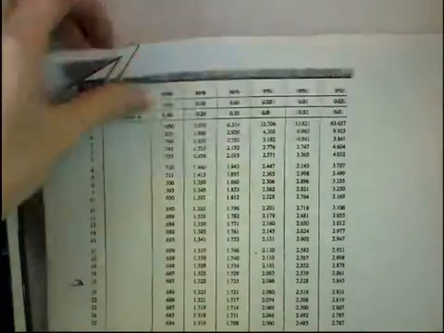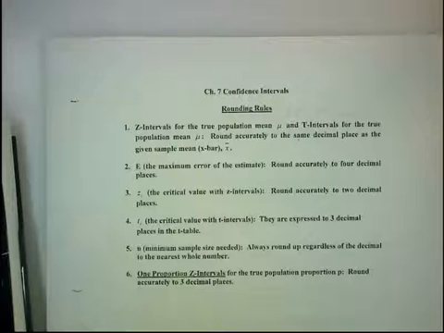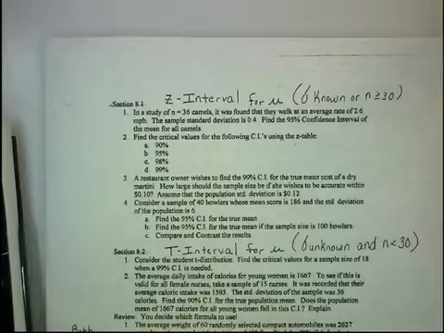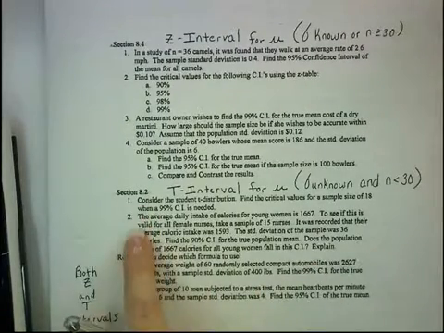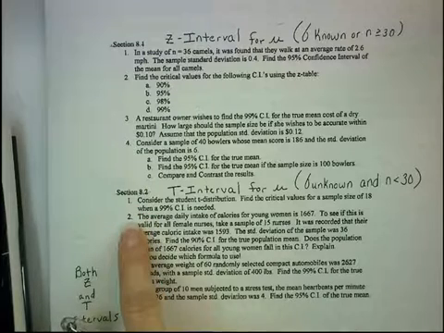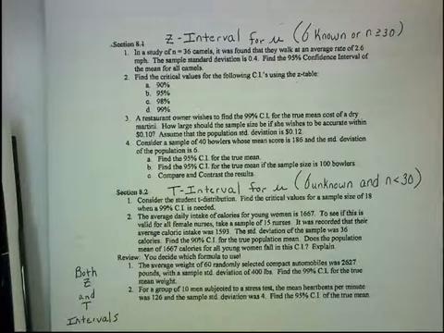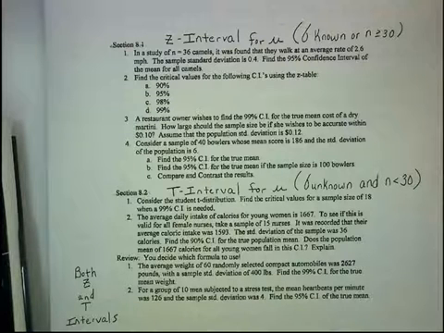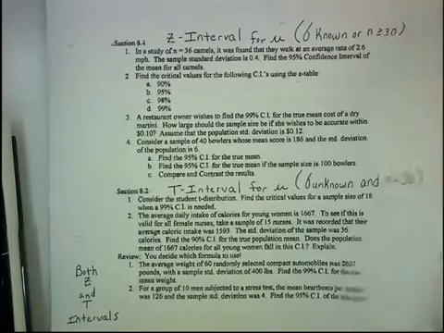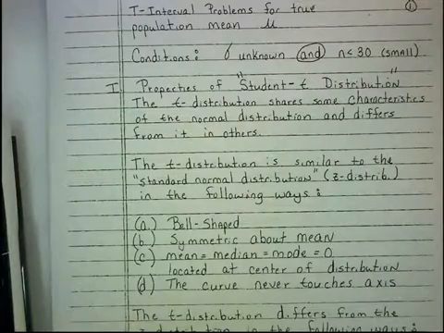So, let me teach you the properties of the student T distribution. Again, we're going to have certain rounding rules, and I'll refer to those rounding rules as we approach them. And the 2 problems that we're going to do that are T intervals for the mean are these problems 1 and 2 here. Before we do those 2 problems, I do need to teach you the properties of the student T distribution.